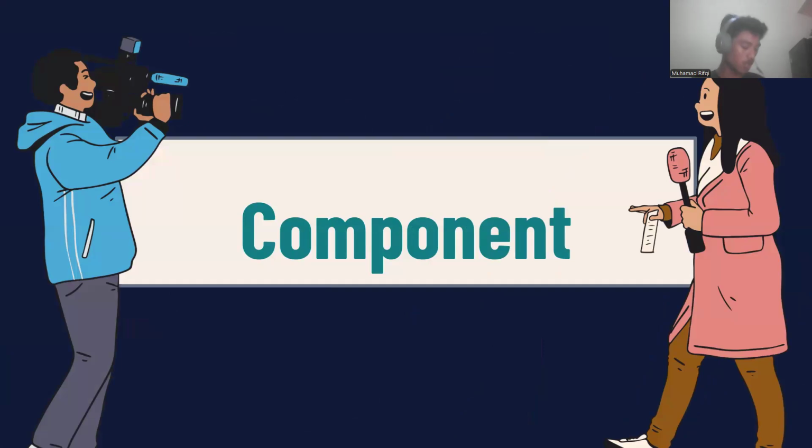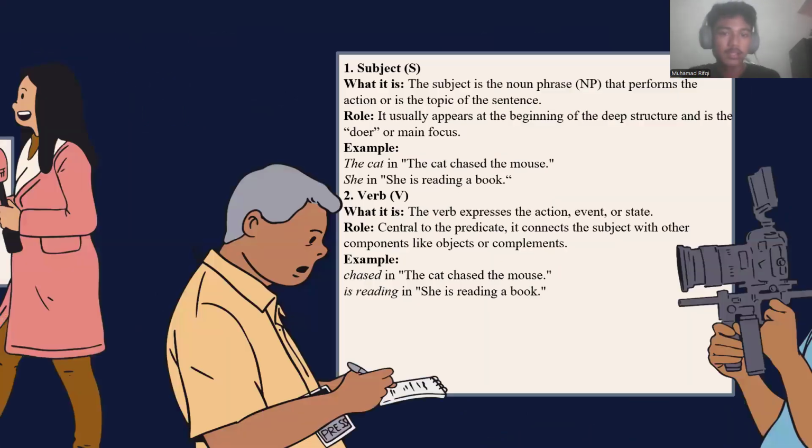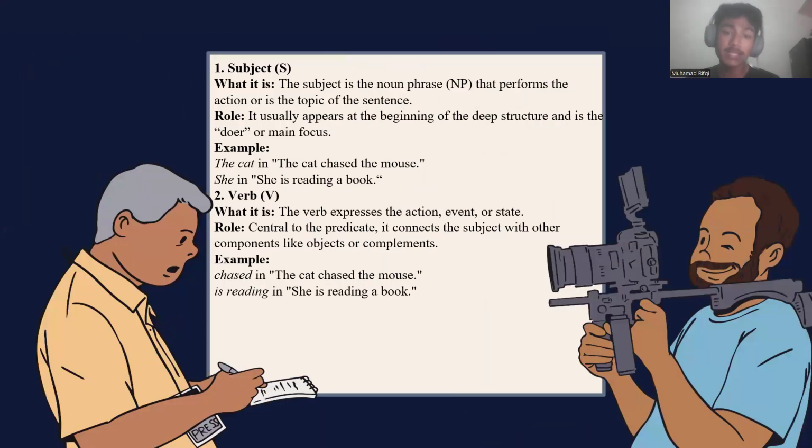The next is components. Number 1 is subject. What is this? The subject is the noun phrase that performs the action or is the topic of the sentence. It usually appears at the beginning of the deep structure and is the doer or main focus. For example, "the cat" in "The cat chased the mouse." "She" in "She is reading a book."